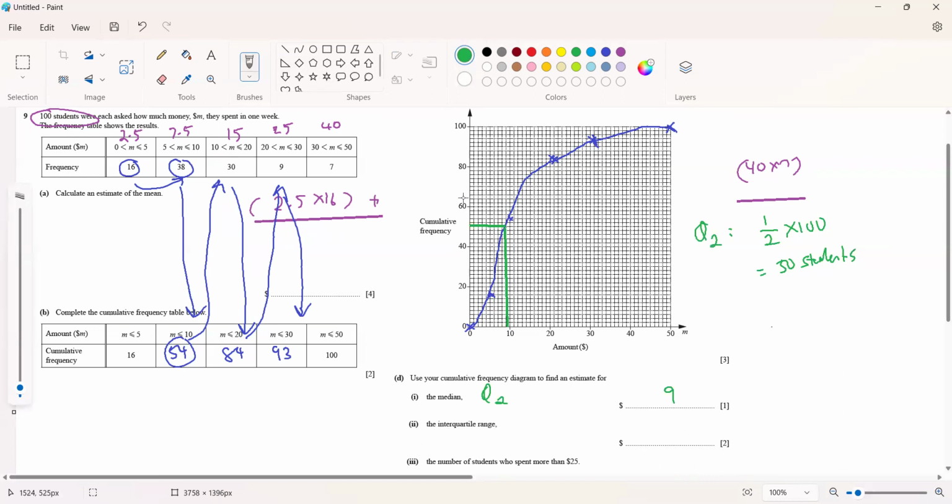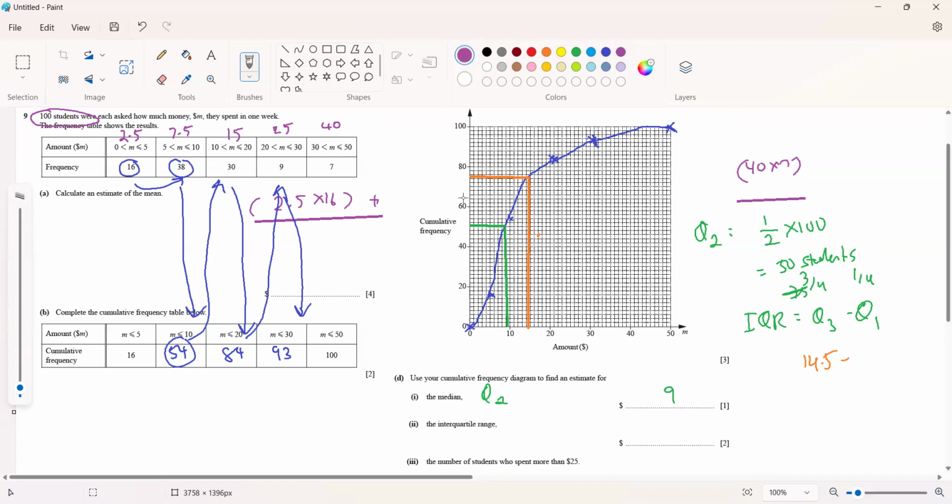So 2 is your interquartile range. So interquartile range is Q3 minus Q1. So we know Q3 is 75%, or basically 3/4, and Q1 is 1/4. So 3/4 would be 75 students. So 75 students is here. And then we go down around here. So that's 11, 12, 13 and a 14 and a half, I think. So that's about 14 and a half for Q3.